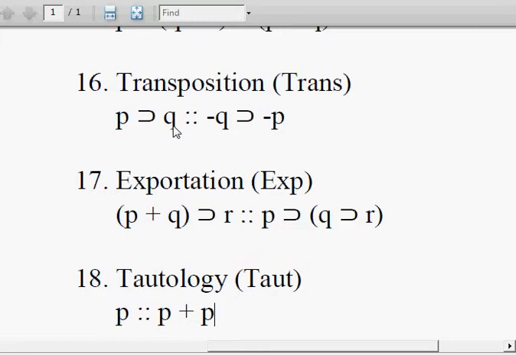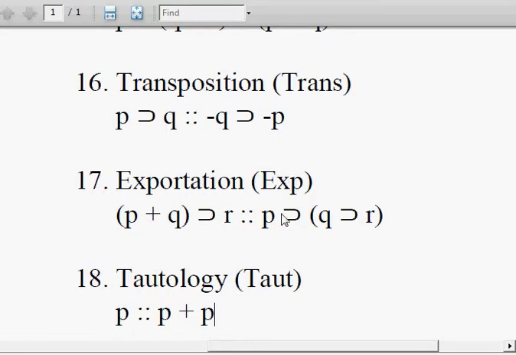Transposition. Transposition is just a rule to switch the antecedent and consequent around. Essentially, with a modus tollens, you know that if the consequent is false, then the antecedent is false. So essentially, if you have an if-then statement and you want to make it the other way, where the Q or the consequent is the antecedent, you would have to negate both sides when you switch it.